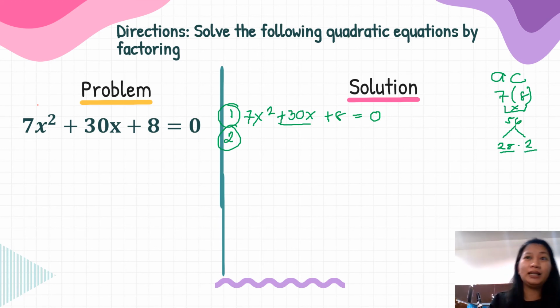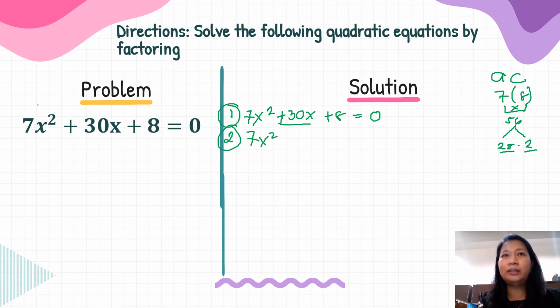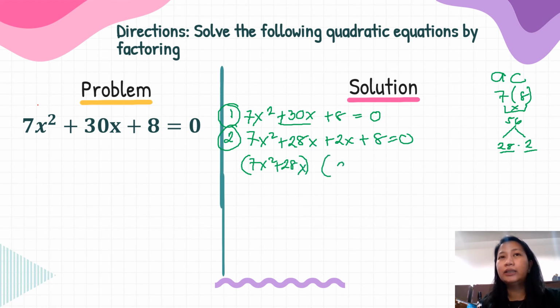Lalagyan lang po natin ng x. So that's 7x squared plus 28x plus 2x plus 8 equals 0. And let's group. Pagsasamahin ko po yung may common factor, and that is 7x squared plus 28x. And then 2x plus 8.